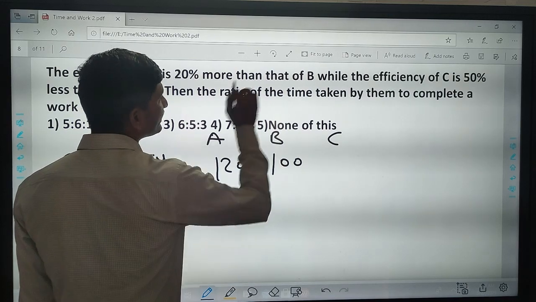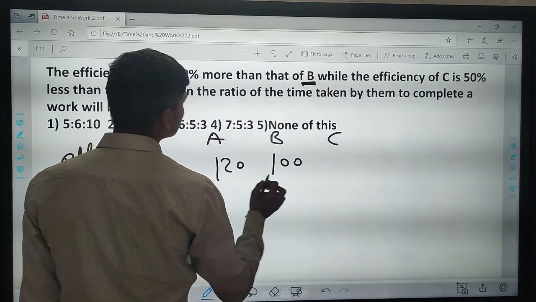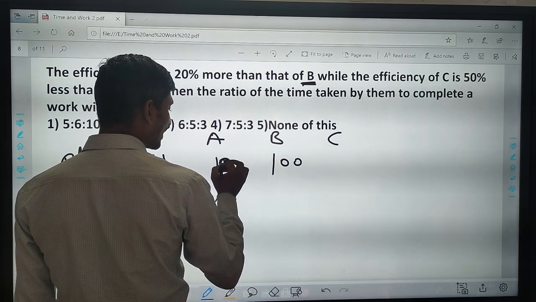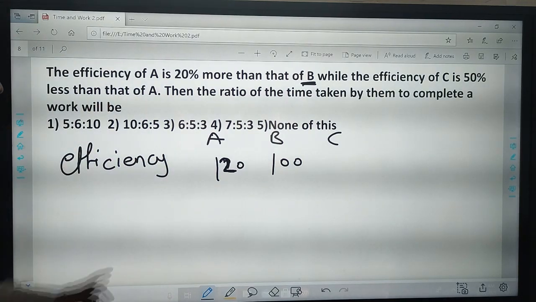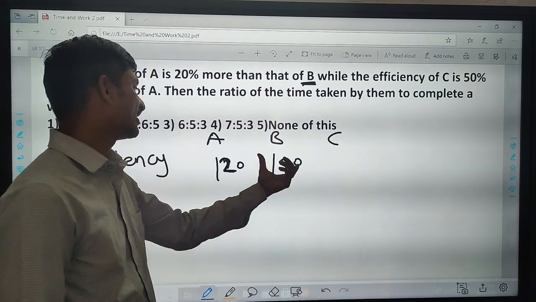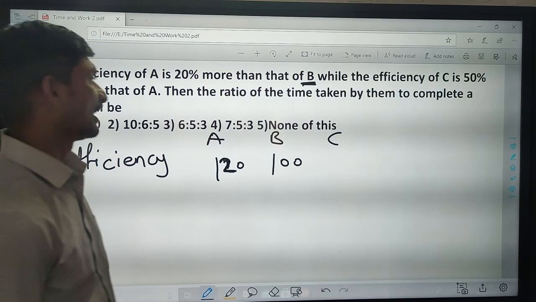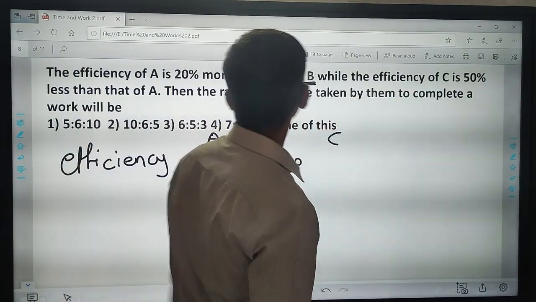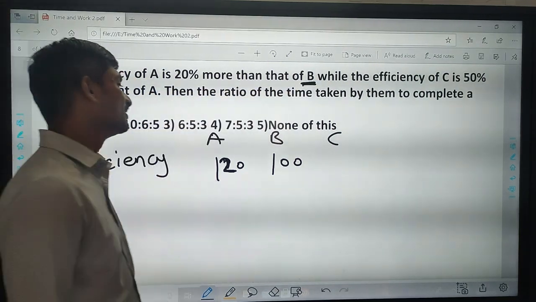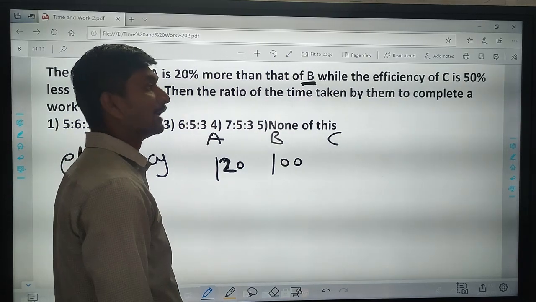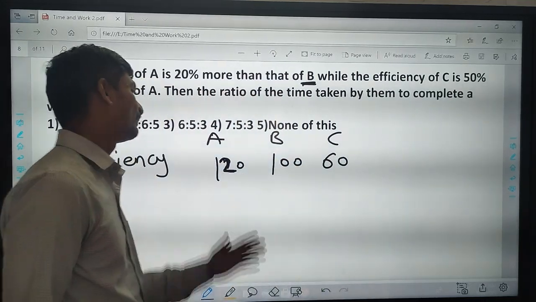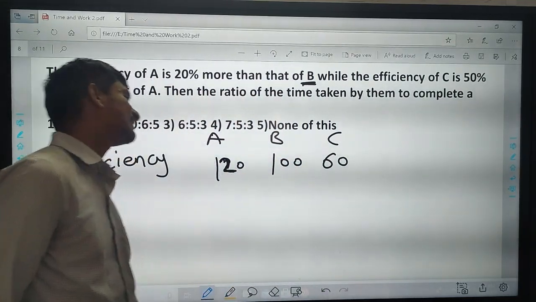Then B's efficiency is 100, and A's efficiency is 120, which is 20% more than that of B. Now here, the efficiency of C is 50% less than A. A's efficiency is 120, so 50% less than A, that is, C's efficiency is 60.